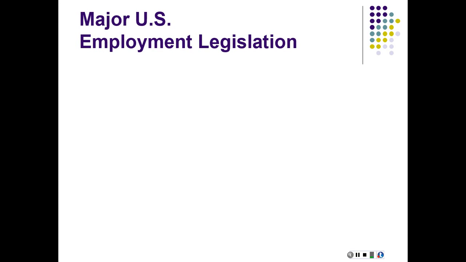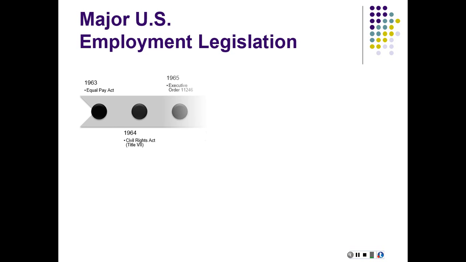Okay, this will be our final segment in this chapter, and we're going to cover major U.S. employment legislation. The reason we're covering this is that it has implications for how IO psychologists do their work, because they have to take these findings and these rulings to heart and make sure that they aren't encouraging an employer to use selection practices that could be discriminatory.